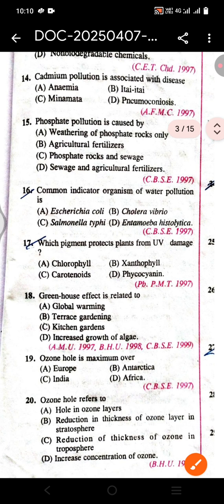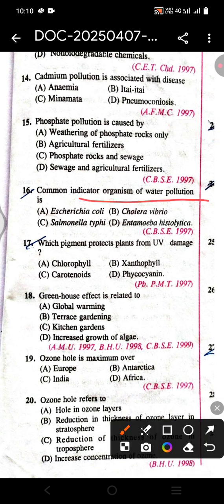Next one, common indicator organism of water pollution. So it is E. coli, Escherichia coli. Option number A is correct one. Which pigment protects plant from UV damage? So it is carotenoid. Option number C. Carotenoid protects the plants from UV damage.